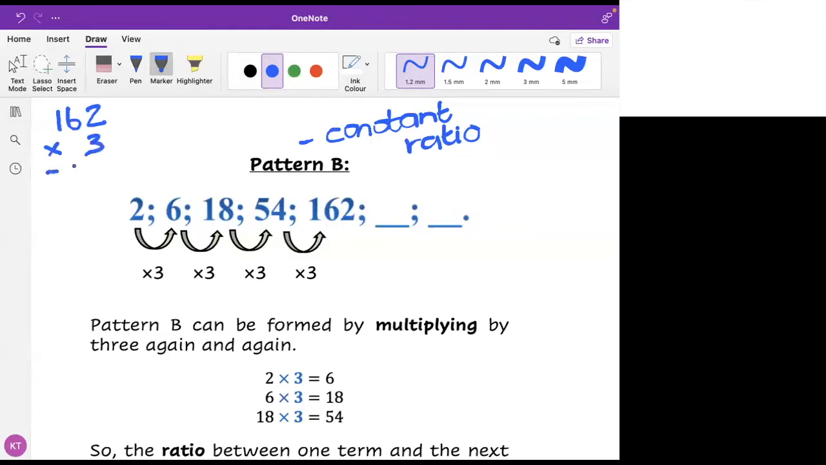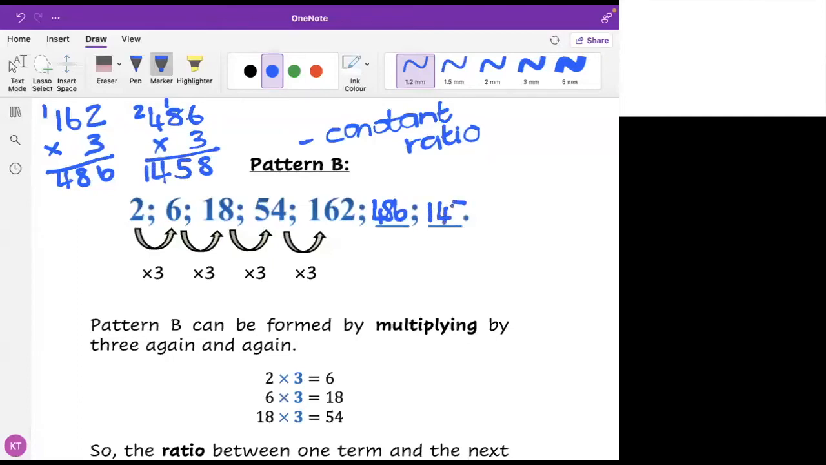I must say 162 times by 3. 3 times 2 gives me 6. 3 times 6 gives me 18. 3 times 1 gives me 3, plus 1 gives me 4. So I get 486. How am I going to find my next number? I also need to multiply that by 3. So I need to say 486 times by 3. 3 times 6 gives me 18. 3 times 8 gives me 24, plus 1 gives me 25. 3 times 4 gives me 12, plus 2 gives me 14. So my answer is 1,458. So I saw that each time, I was multiplying by 3.